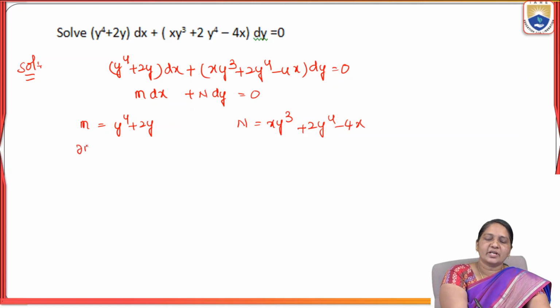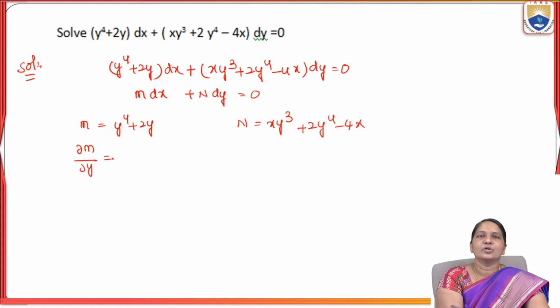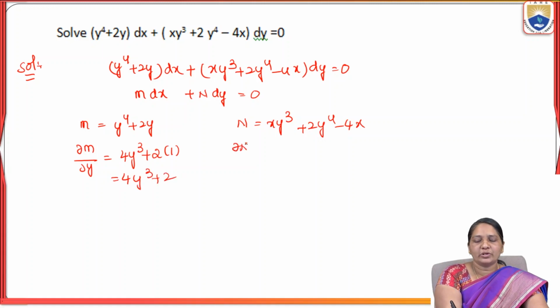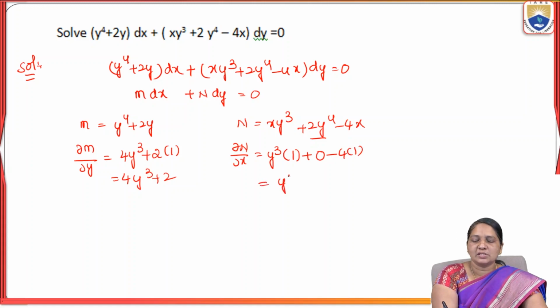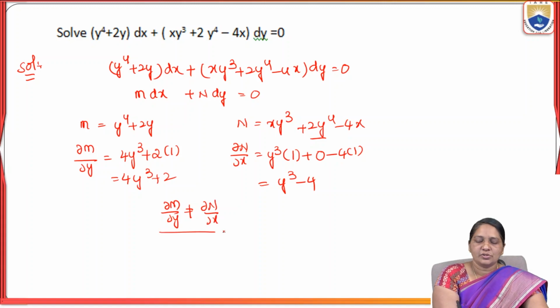So here we are going to check exactness. ∂M/∂y: y⁴ gives 4y³, plus 2 times the derivative of y, which is 1. So finally this value is 4y³ + 2. Now I calculate ∂N/∂x. y³ is a constant and the derivative of x is 1. Plus 2y⁴, which is constant, gives 0. Minus 4 times the derivative of x, which is 1. So finally this is y³ − 4. So ∂M/∂y is not equal to ∂N/∂x, so this is not an exact differential equation.